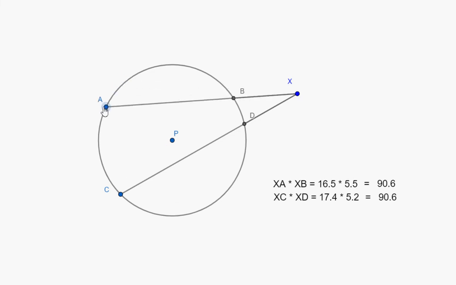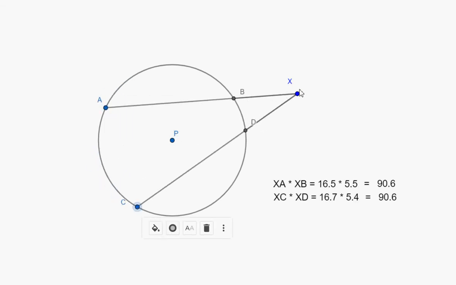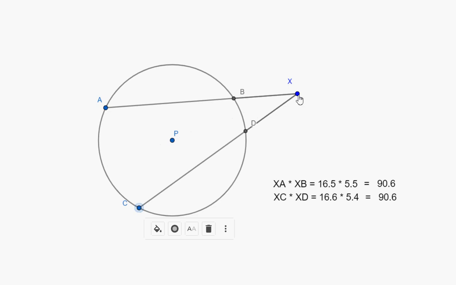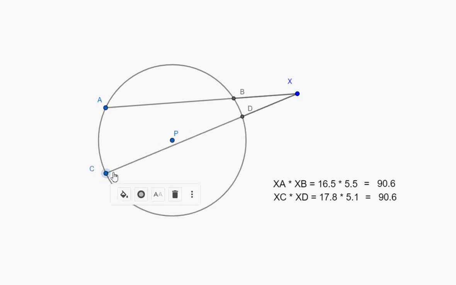And regardless of where this point A is, that number is always 90.6, wherever this point C is. That number is somehow attached to this point, and that's the point's power. So no matter where you put this, that number is always 90.6. And it's always the product of the distances from X to both sides of the circle, from X to the far side times X to the near side.